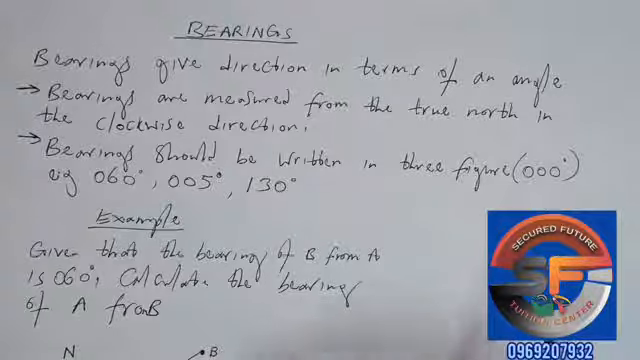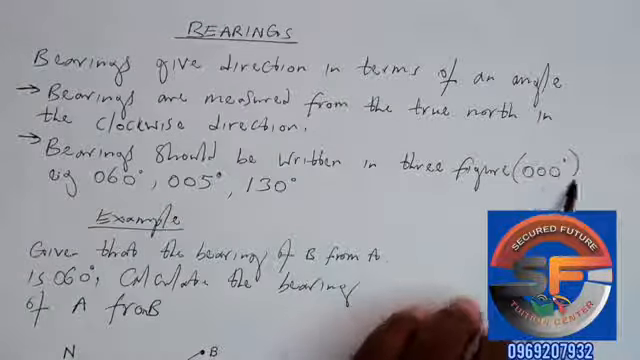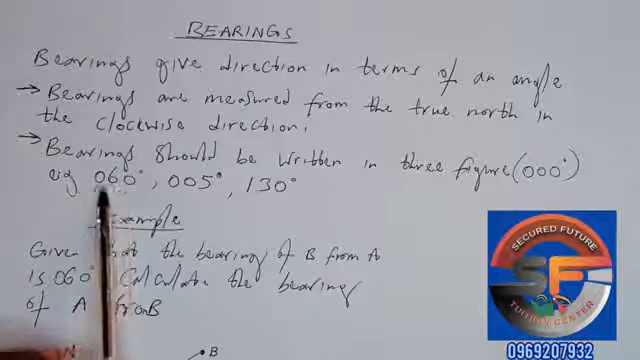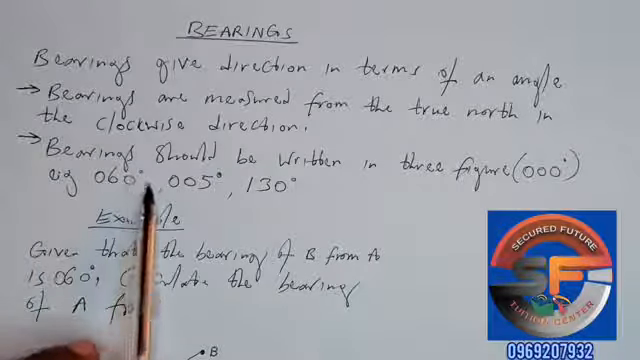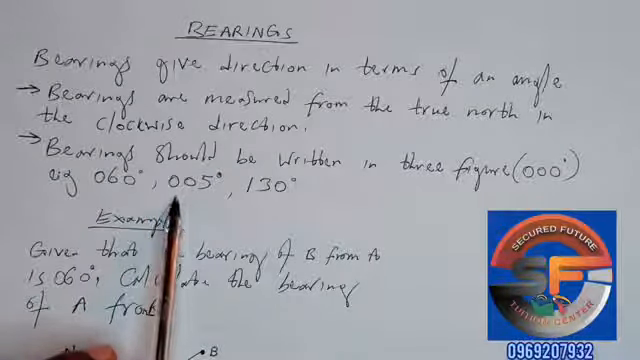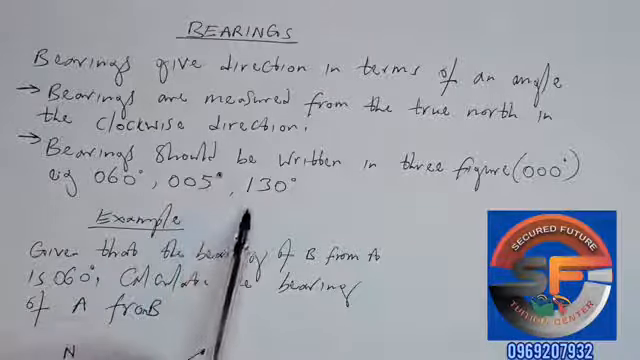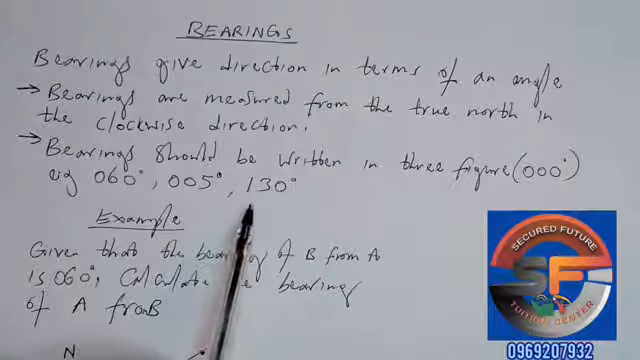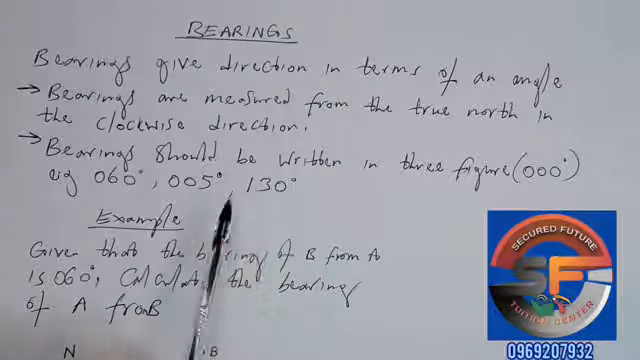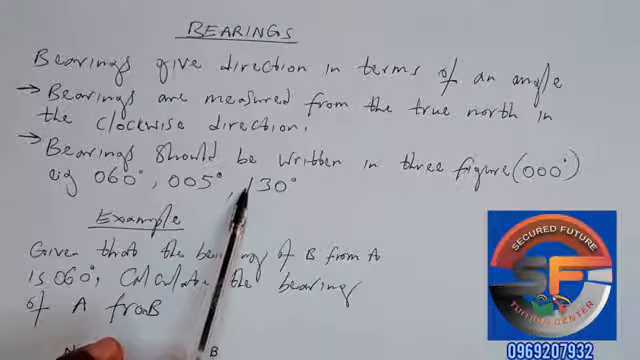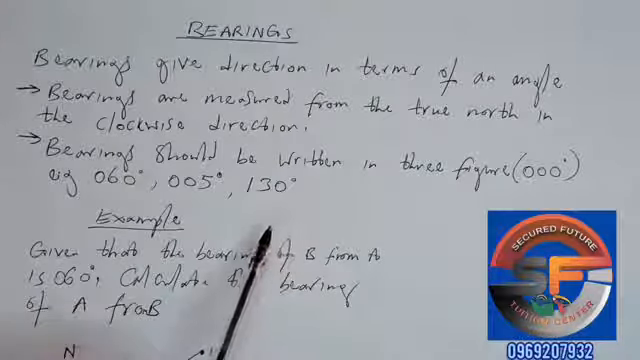For example, if it's 0, it will be 000 degrees. If it is 60 degrees, it will be 060 degrees. If it's 5 degrees, then that will be 005 degrees. If it's 130, it will just be 130 degrees. Why? Because 130 already has three figures, which is 1, 2, 3. So nothing will change, okay?